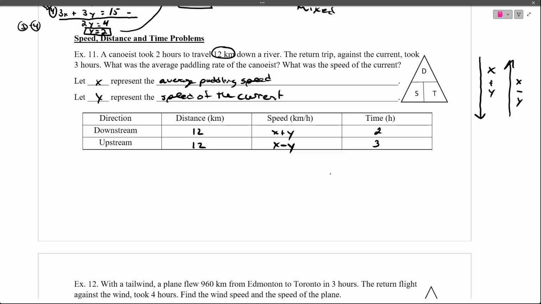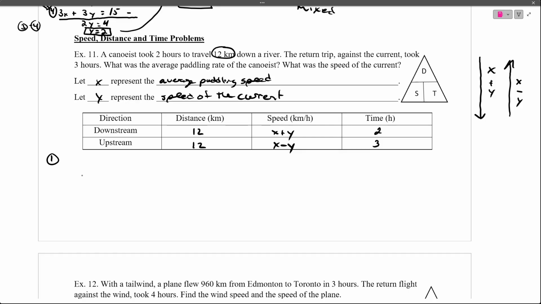Okay. So how does that help us? Well, what can we do with this? Well, we want to start creating our equations. We want to take this information and create some equation from this. So let's start off with equation number 1.